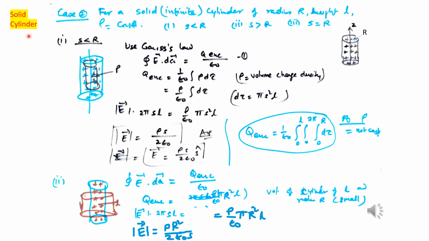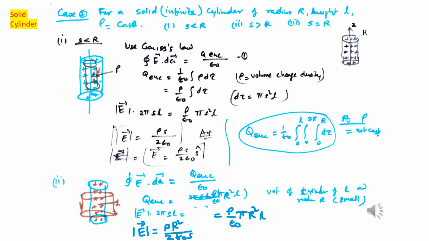Similarly, we can see the case of the solid cylinder. In solid cylinder, we have the charge distributed. Charge distribution is rho equal to constant on this cylinder, and the radius is capital R, and we have to find the electric field at s less than R, means inside the cylinder. S greater than R means outside point, and S equal to capital R means on the surface. So first case, when we have to find the electric field at a point inside the cylinder.